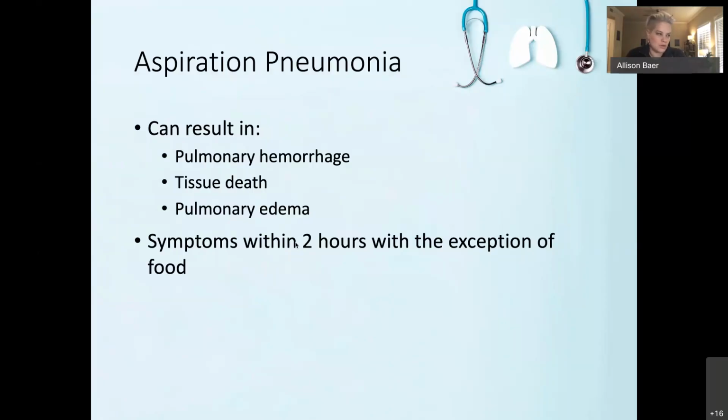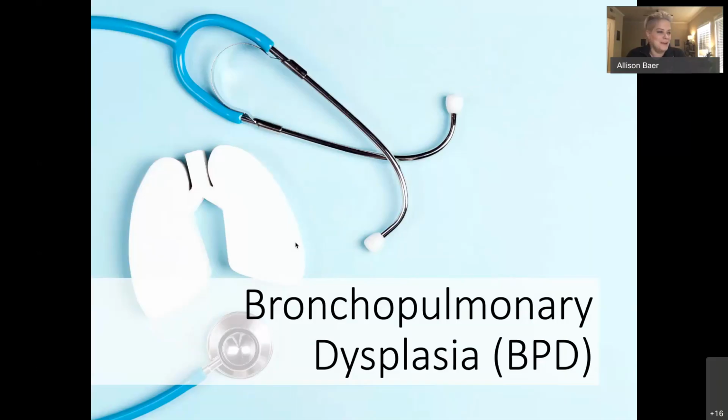And usually symptoms occur within 2 hours, with the exception of food, which I think is sooner. You're going to see that right away, maybe. I can't remember off the top of my head what she said, but that makes sense in my head.